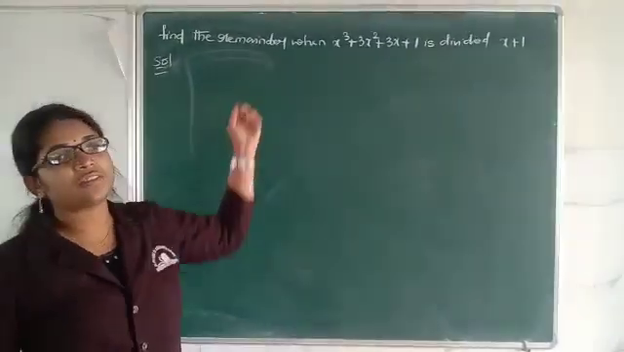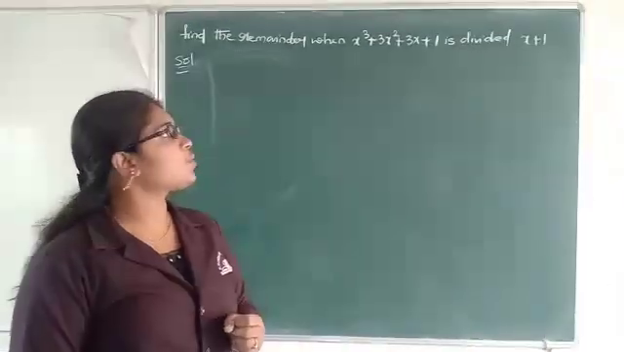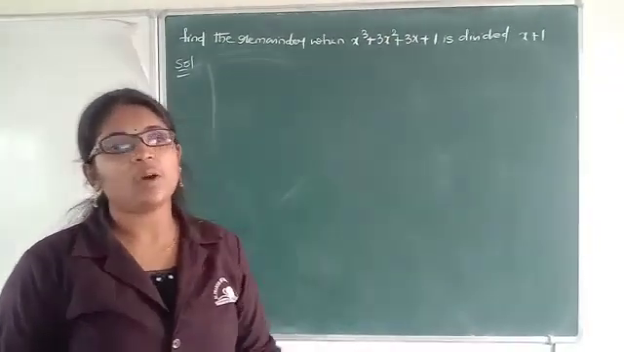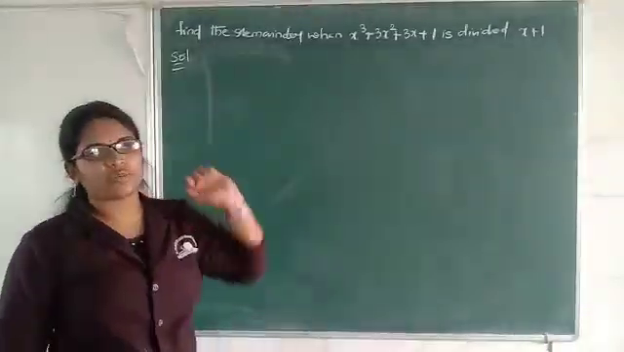So if you see on the board, children, x cube plus 3x square plus 3x plus 1 divides with x plus 1, what will be the remainder? So in this problem we are going to find the remainder.